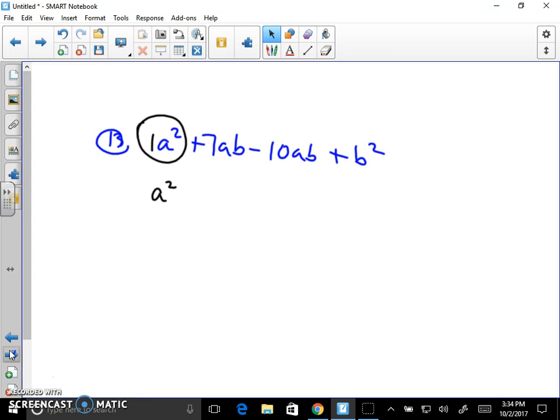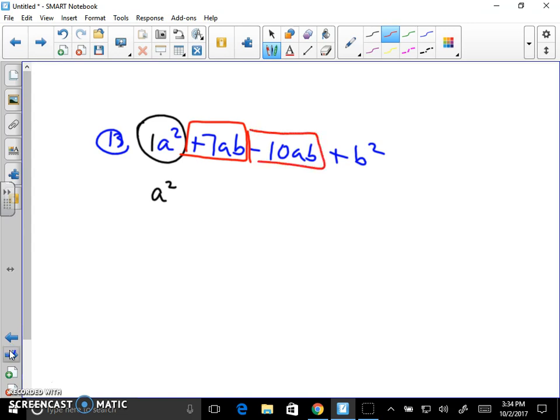Okay. And now I'm going to look at my ab's. So I have a positive 7ab minus 10ab. So 7 minus 10 is negative 3ab. And then here's my other one. It's a positive b squared. Notice I'm just doing different shapes. And some people like to cross them out as they combine them. And others just underline. So it's any strategy you want, just as long as you make sure you're adding the right terms.